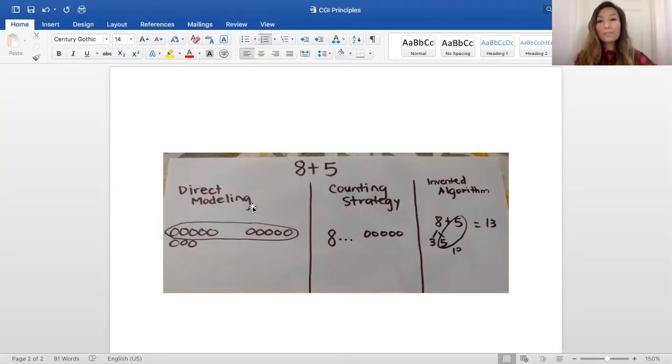The difference in the strategy shows us the level of comfort they have with the numbers they're using. So over time, yes, if 8 plus 5 by the end of the year, you don't want them to still be direct modeling. That is the hope, but that also tells you something about the student.